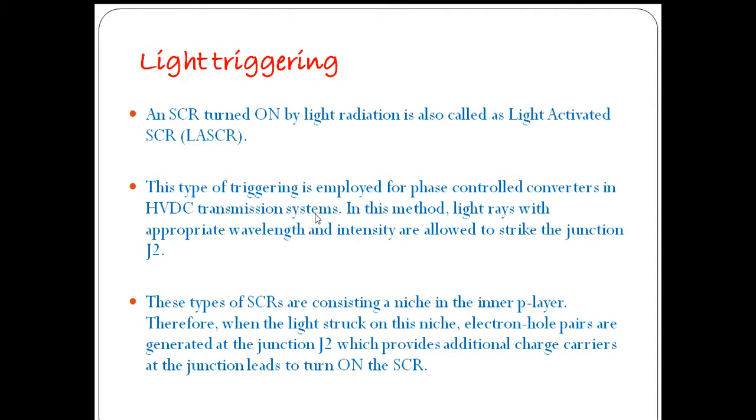In this, light rays will be projected and it will be striking on junction J2, which are having sufficient wavelength and intensity. And mainly, these rays will be placed on a niche, which is placed in the inner p layer. Therefore, when light strikes the niche, electron hole pairs will be generated at junction J2, which will provide additional charge carriers at the junction and which will lead to turn on the SCR.